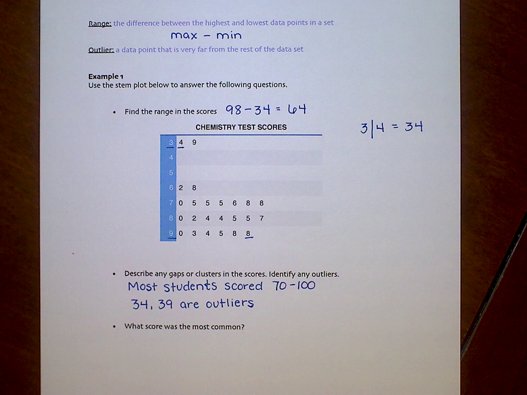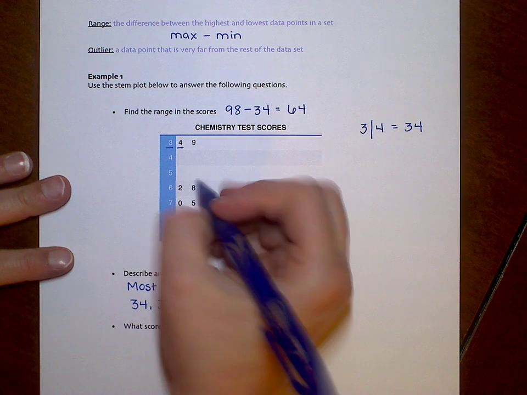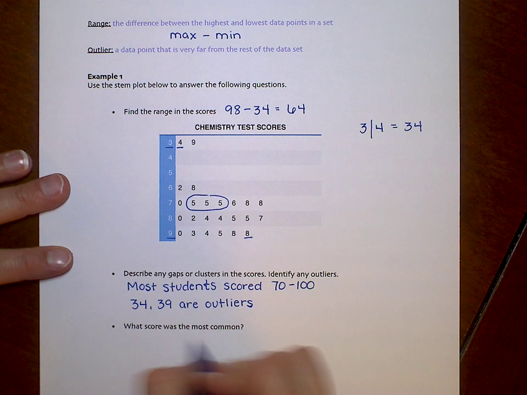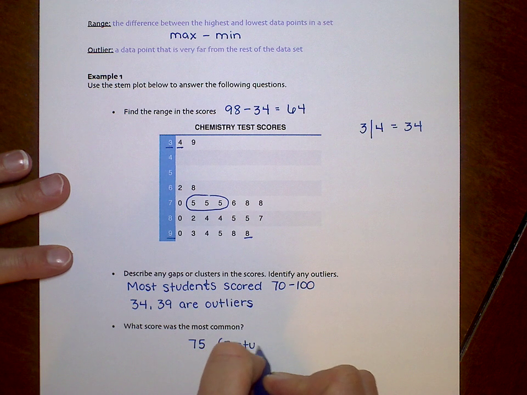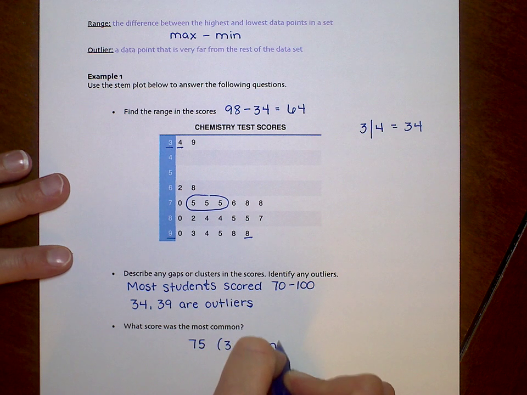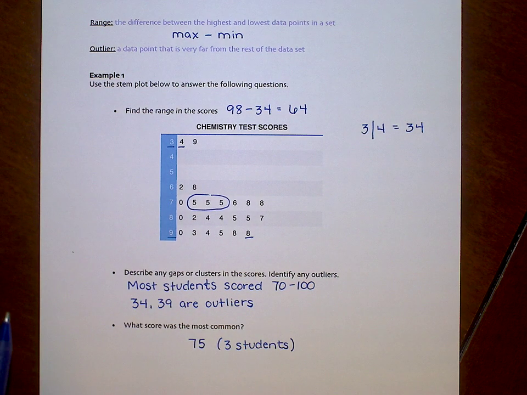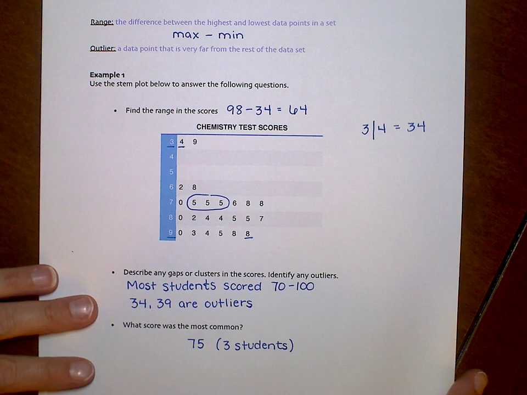Okay, what score was the most common? What do you see most often here? Well, I see a couple of 4s, a couple of 5s here, but I think I see 3 5s here. And since those are in the 7 row, I would say 75 is the most common. We had 3 students score a 75. We had several scores where 2 students scored that, but I think that one's the most. Okay, that's it for reading from a stem plot.